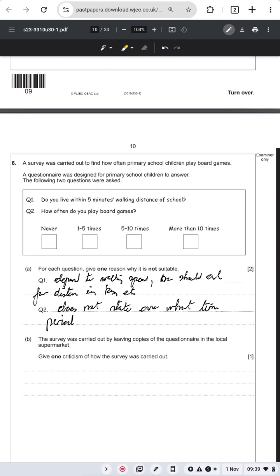The survey was carried out by leaving copies of the questionnaire in a local supermarket. Give one criticism of how the survey was carried out. So it's only carried out in one location. So you're asking school children to answer a survey that they'll find in a supermarket. So only children who go to that supermarket can answer it.